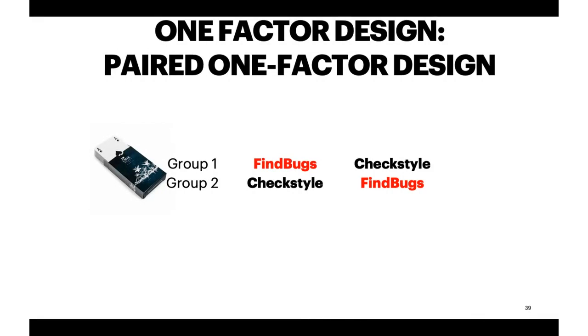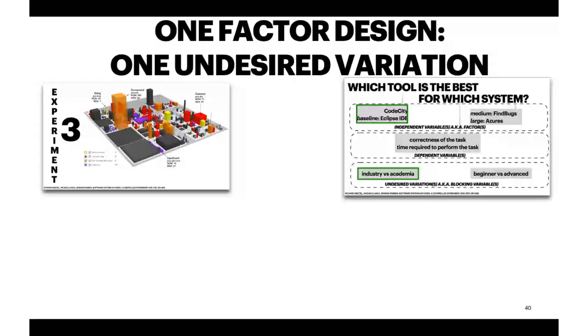So far everything was as nice as possible. There were no real undesired variations, there was no parameterization, and we only had one factor. So let us make our story a little bit more complicated. So we are going to look at a simplified version of our CodeCity experiment. We are going to look at one factor, namely the tool which has been used, and one blocking variable. So we are going to distinguish between industrial and academic participants.